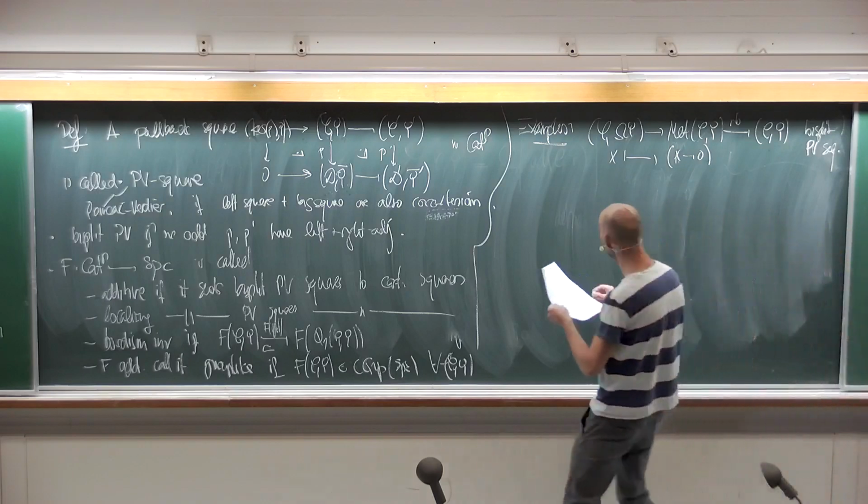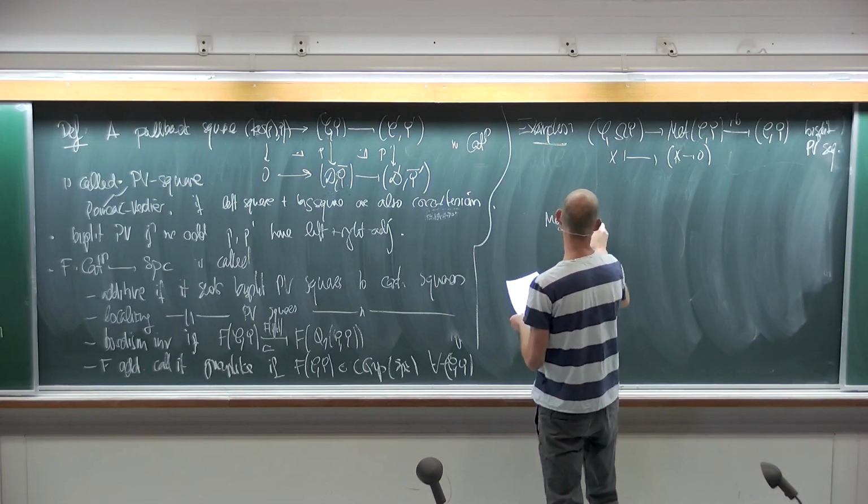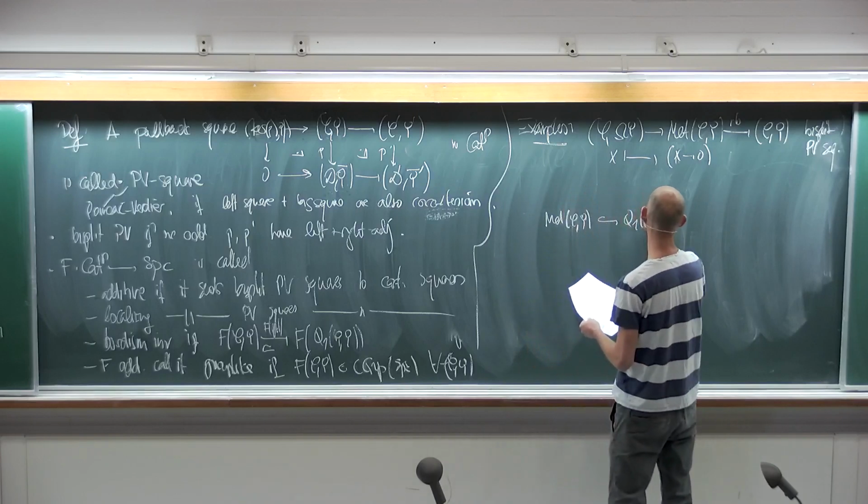Okay, that's one example. Here's another fun example. You will include the metabolic category into Q1 in the way we did.